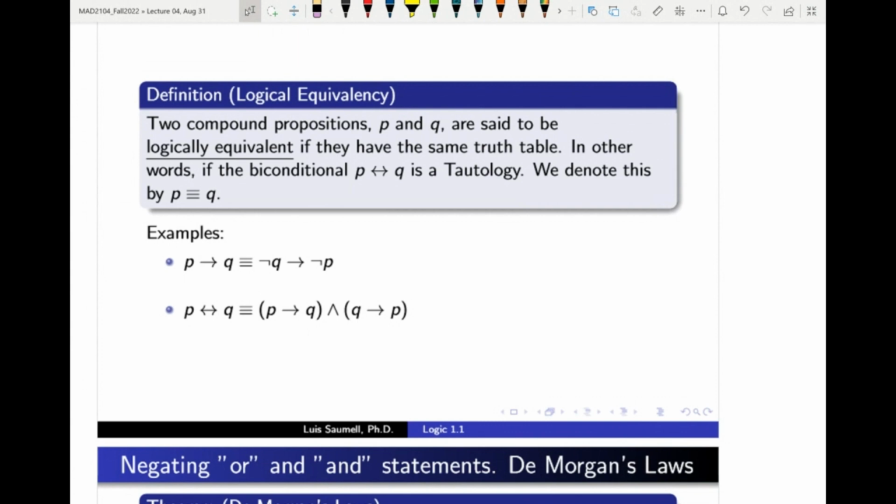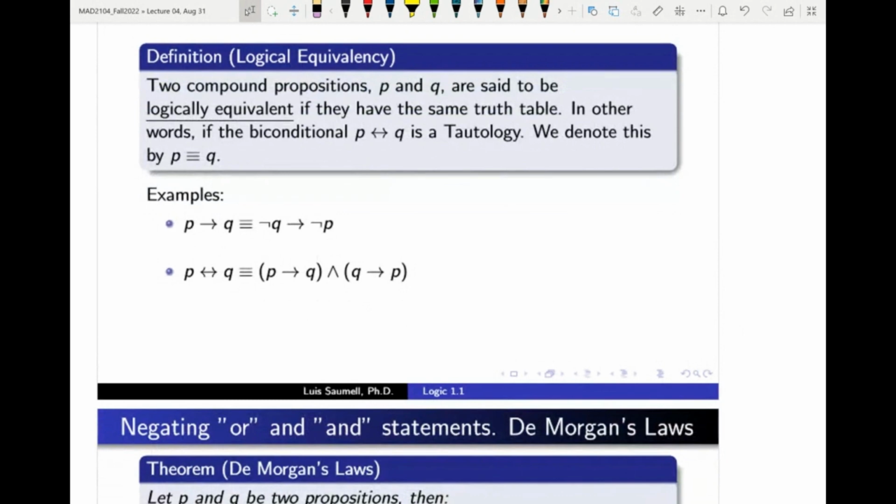But in practice, if you have something short, sometimes it's easier to just do a table for this and then a table for the next one and compare them. But if you have something large, you might as well just do one table and form the biconditional. It's up to you. Questions about what it means to be logically equivalent?